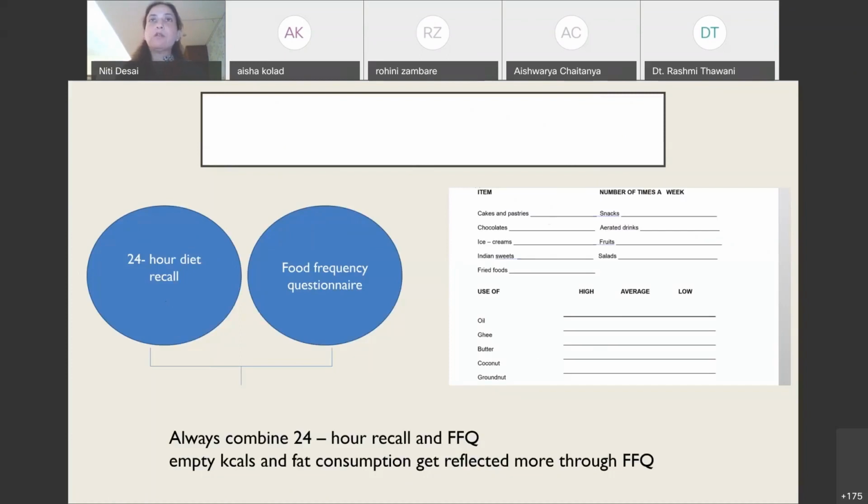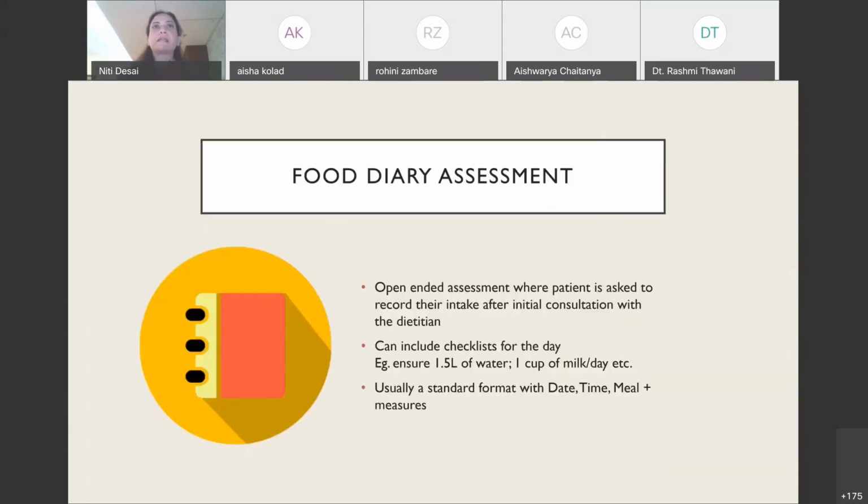Because a person might not have eaten sweets the previous night, but perhaps he has sweets 4 times in a week. It was just that last night he did not have, or he chose not to tell you. But when we ask the frequency, it generally reflects.